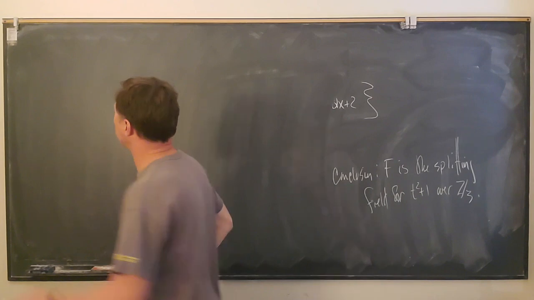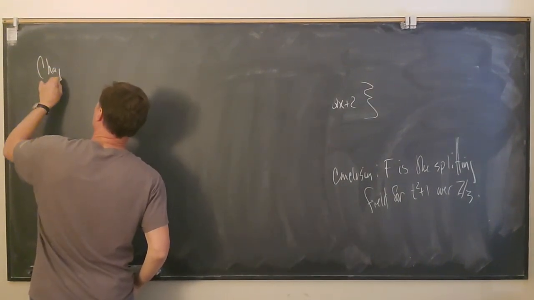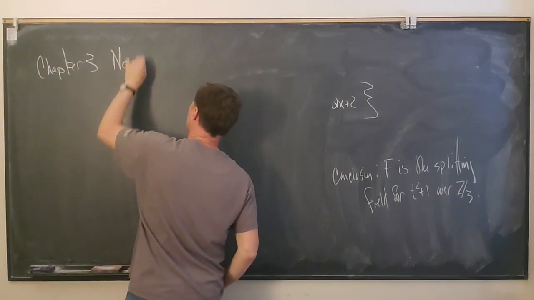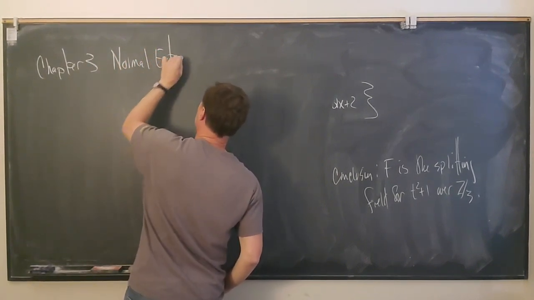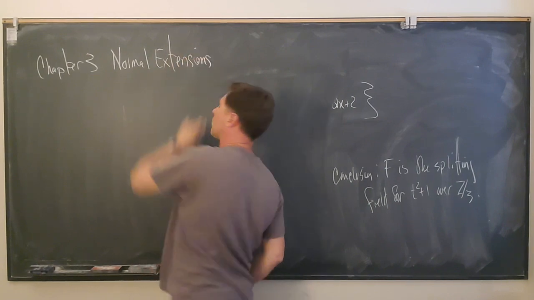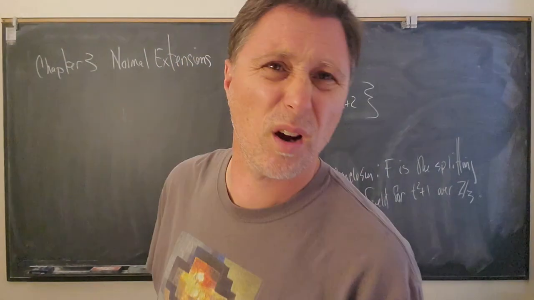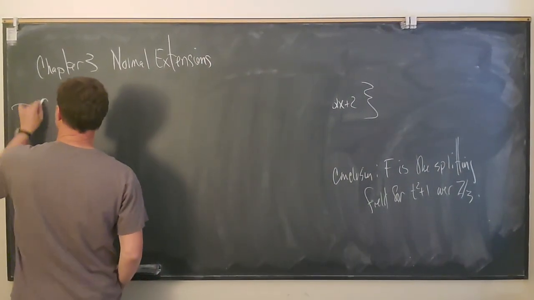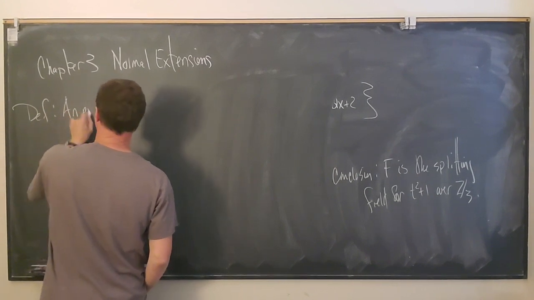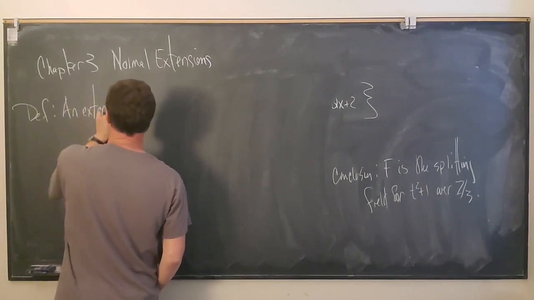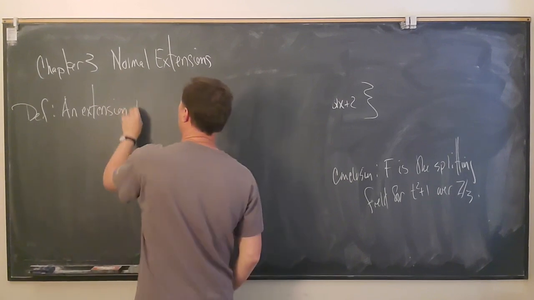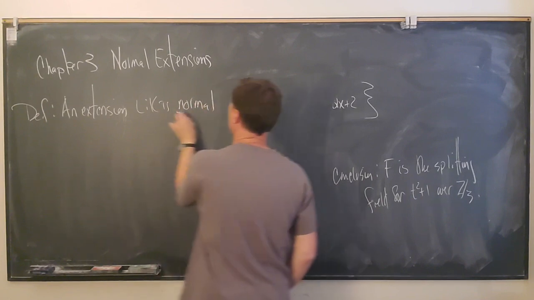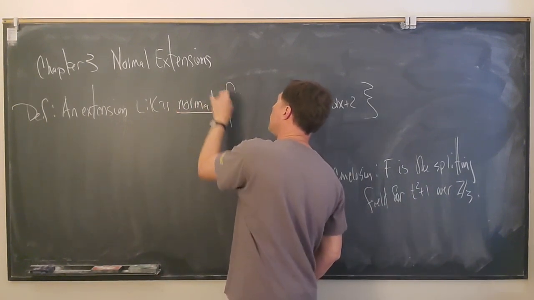All right, so next chapter, this is chapter 3. Normal extensions. Let me see how much time we've used so far. 13 minutes. Okay. So we'll start with the definition. An extension L over K is normal if two things are true.